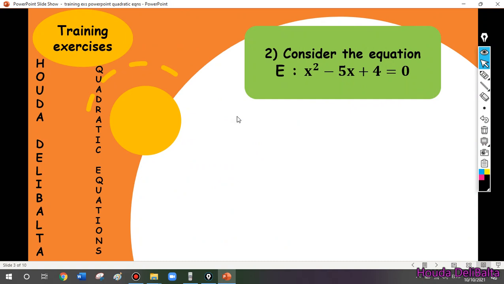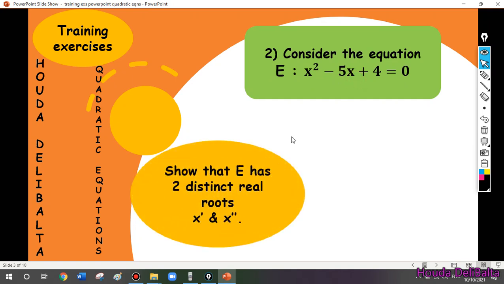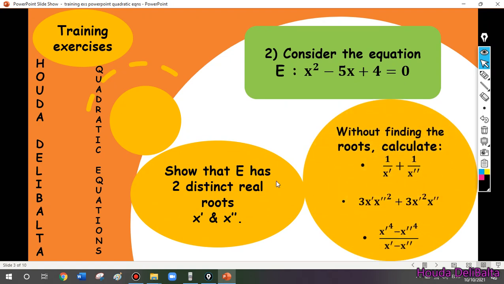In this training exercise, we have this equation, x squared minus 5x plus 4 equals 0. We have to show also that it has two real distinct roots, and without finding the roots, we have to calculate these values: 1 over x prime plus 1 over x double prime, 3x prime times x double prime squared plus 3x prime squared times x double prime, and x prime power 4 minus x double prime power 4 over x prime minus x double prime.